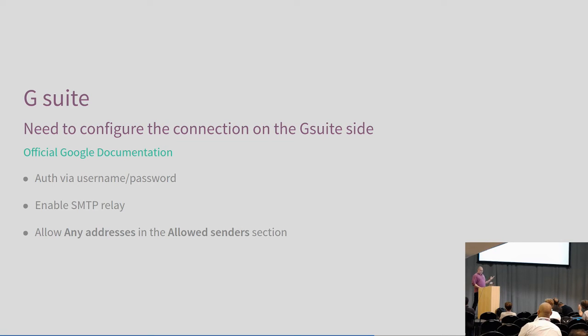Same exercise with G Suite. I would like to use my G Suite account to send emails. You have the link with the official Google documentation. You can authenticate with a username and a password. And on the G Suite side, you will enable SMTP relay. And on this account, you will allow any addresses in the allowed senders section. So the authenticated account has the ability to send emails in the name of anyone. And you can also use, of course, the Odoo mail servers. And you also need to configure SPF.